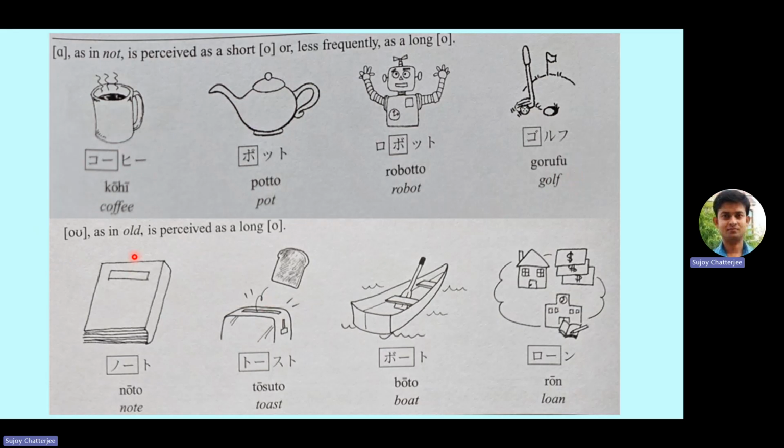Next is old. So o, the o sound, is perceived as a long o. So old will be oorudo. And then note, the o sound. So noto. Toast, tosuto. Boat, boto. Loan, ron.